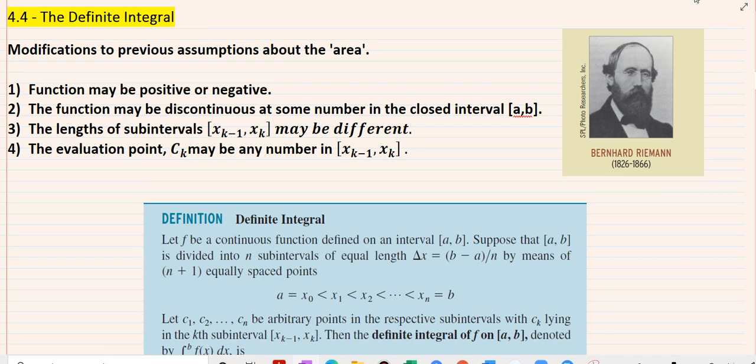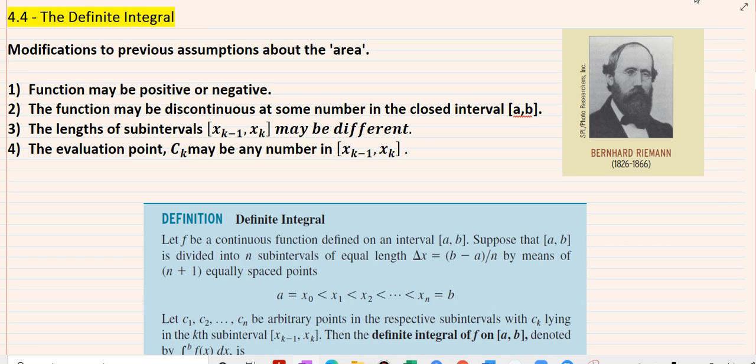In this section, we're going to talk about the definite integrals. Now, coming to this section, we already discussed the idea of finding the area under the graph of a function, a positive function that was, and we had a number of assumptions that accompanied such a discussion. In this section, we're going to relax some of those assumptions when we talk about the definite integral.